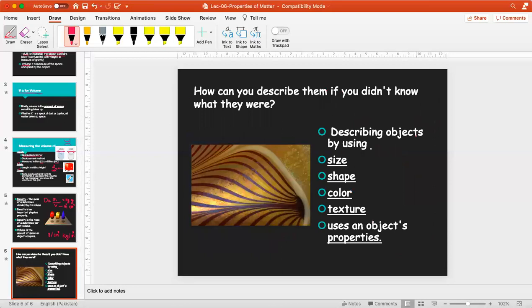How can you describe them if you didn't know what they were? अगर कोई भी ऑब्जेक्ट है, फॉर एग्जाम्पल ऑब्जेक्ट आपके सामने है और आप कैसे उसको डिस्क्राइब करेंगे? डिस्क्राइबिंग ऑब्जेक्ट्स बाय यूजिंग, so normally हम size, we consider about size, we consider about shape, we consider the color, we consider the texture of the object, and then we decide that we can easily describe any object and use an object's properties. So how can we use that object?